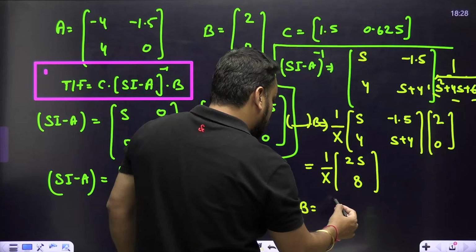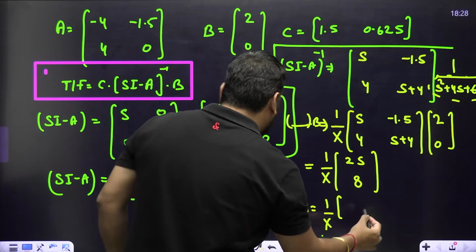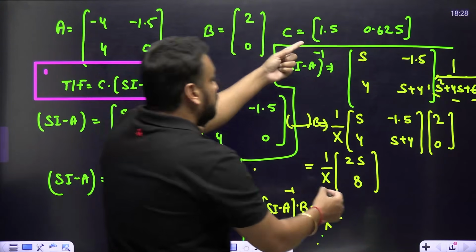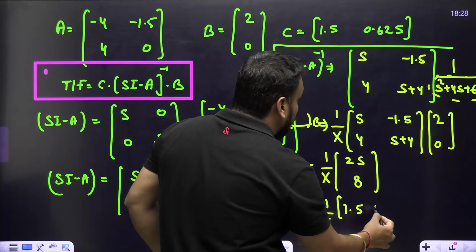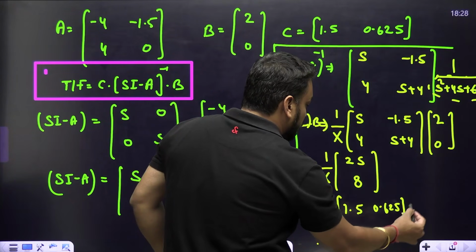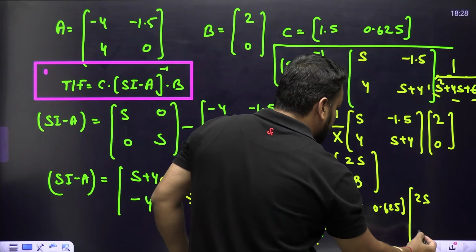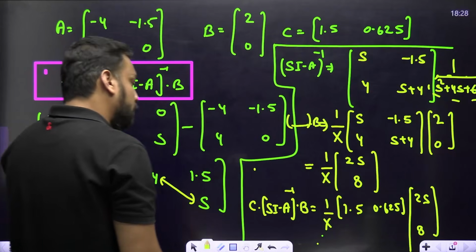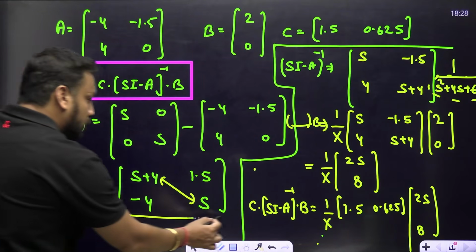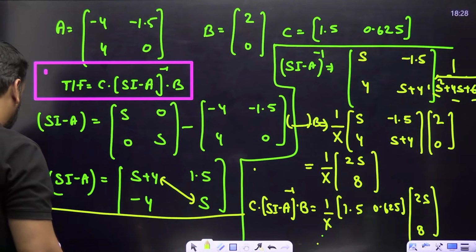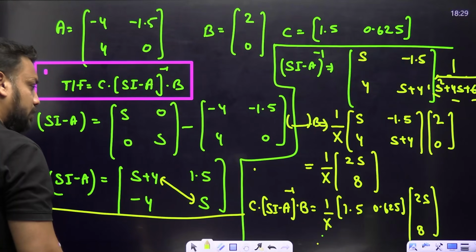सर जब मल्टीप्लाई करोगे C मैट्रिक्स से 1 by x तो बाहर ही है. C मैट्रिक्स क्या था सर? C मैट्रिक्स था प्यारे बच्चों, ये गिवन था 1.5 और 0.625, और यहाँ पे मल्टीप्लाई करना है आपको 2s और 8 से. The moment when you will multiply, what you will get finally, अगर फाइनली बताओगे आप क्या मिलेगा जरा बताओ यार। So finally you will get, let me take blank slide.